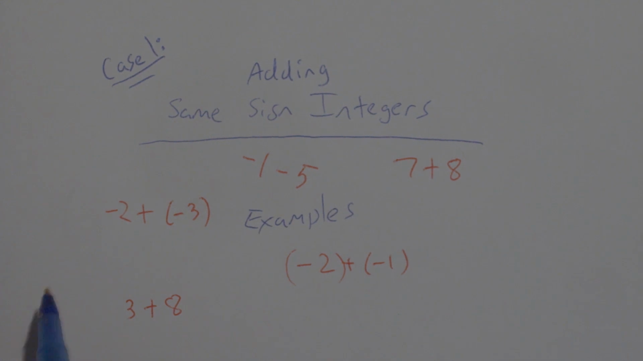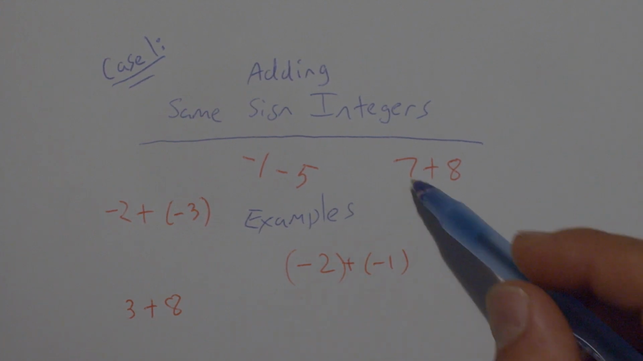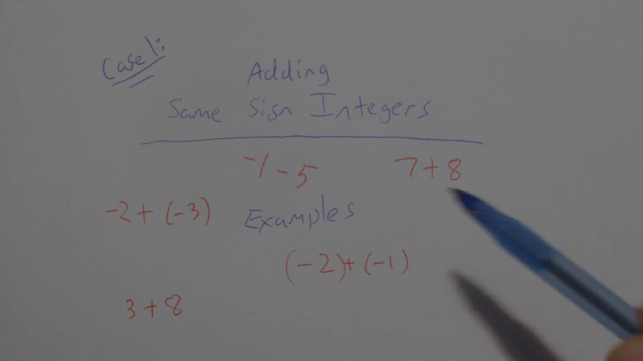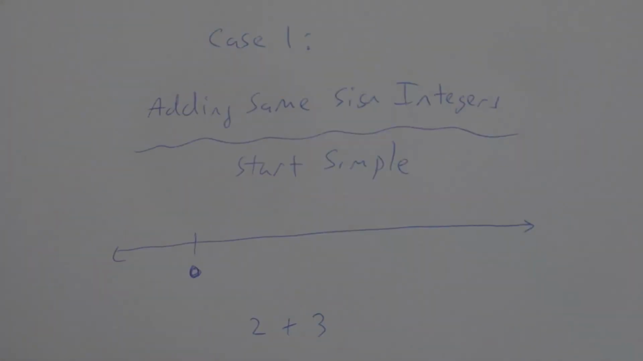And so if we were to look at this, -2 plus -3 is -5, 3 plus 8 is 11, -1 minus 5, which we'll talk about, that's adding a -5, so that's going to be a total of -6 there. This is -2 plus -1, which is -3, and then 7 plus 8 is 15, but they are all under the same sign, case 1.